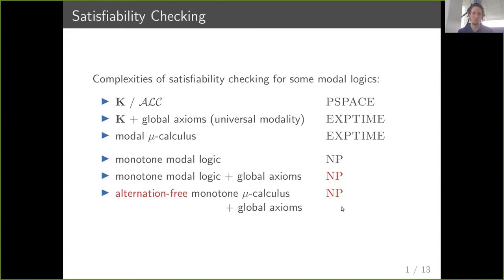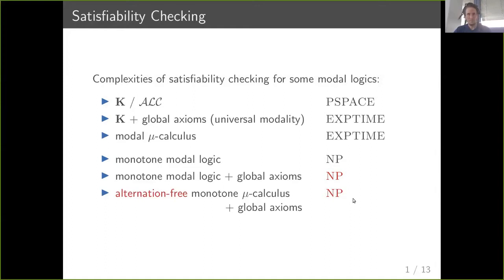Alternation freeness here requires that least and greatest fixed points are not nested in a dependent manner within formulae. And even if we add global axioms to this alternation-free monotone mu calculus, still the satisfiability problem remains NP complete. And it's noteworthy here that this jump in complexity that arises for standard modal logic by adding global axioms or fixed point operators does not occur in the monotone setting.